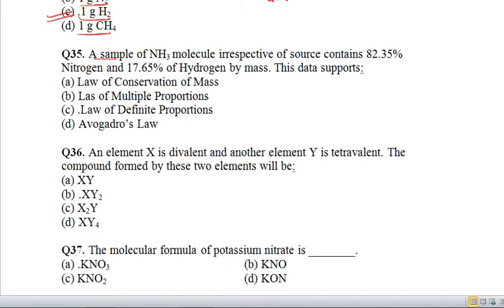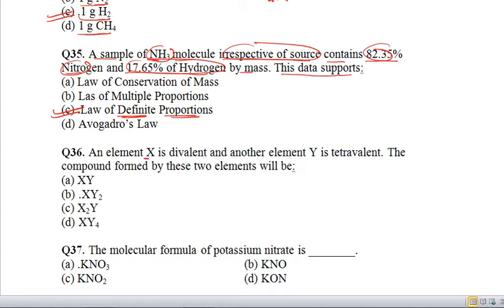A sample of NH3, ammonia molecule, irrespective of the source, contains 82.35% nitrogen and 17.65% hydrogen by mass. This idea supports that ammonia, irrespective of the source, always contains the same percentage of mass. This is the law of definite proportion or the law of constant proportion or the law of constant composition. So C is our answer. Right? Coming to the next question.